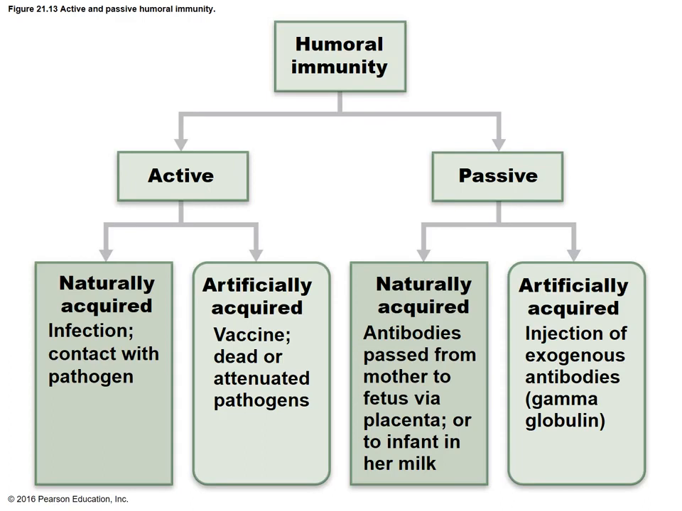So with immunity, with the humoral immunity, that production of the antibodies, this leads into, you can have active versus passive humoral immunity. Active is when you are actually going to make those antibodies yourself against whatever the pathogen is. Passive is where you are not making the antibodies, you're going to receive pre-made antibodies. It will still provide you with protection, but you are not making them yourself.